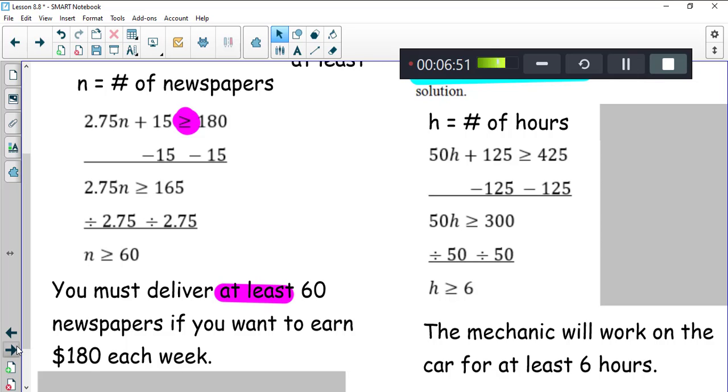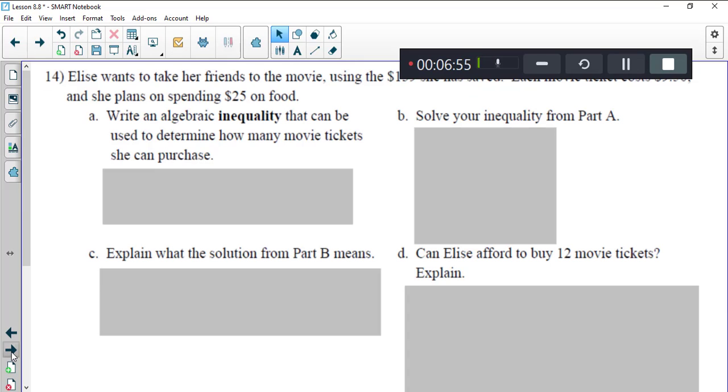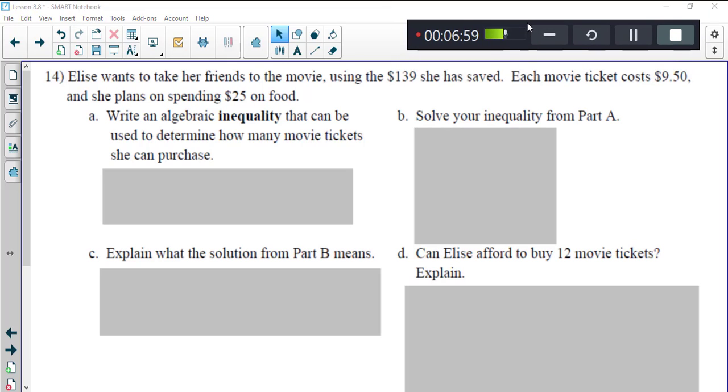All right, let's move ahead to question number 14, which is a multi-part inequality word problem. Number 14 says as follows. Elise wants to take her friends to the movies, using the $139 she has saved. Each movie ticket costs $9.50, and she plans on spending $25 on food. Write an algebraic inequality that can be used to determine how many movie tickets she can purchase.